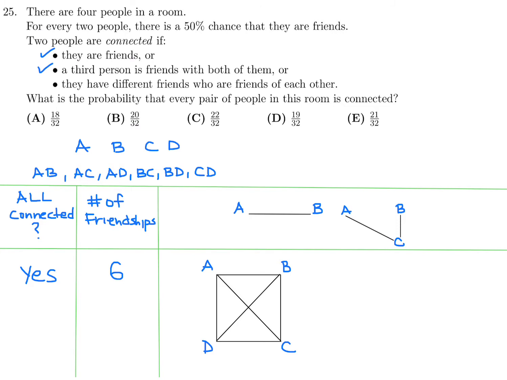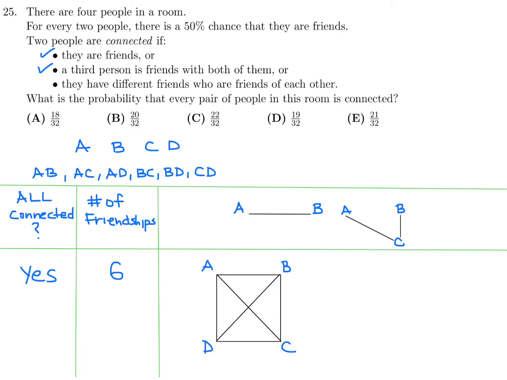A third person is friends with both of them. C is friends with A, is friends with B. But B and A are not friends with each other. But it doesn't matter for our connection purposes. This still qualifies as connection. It is in the definition here of being connected.